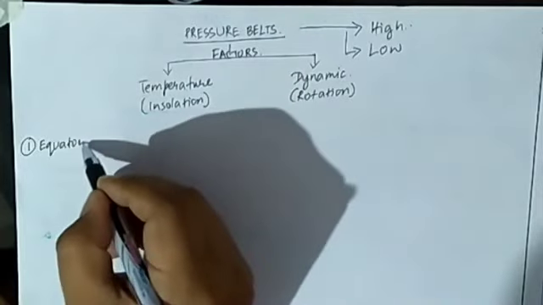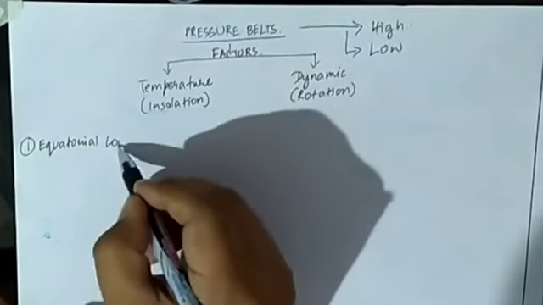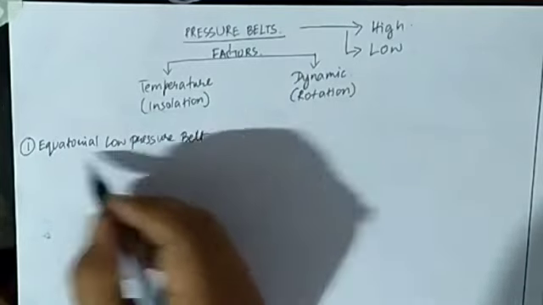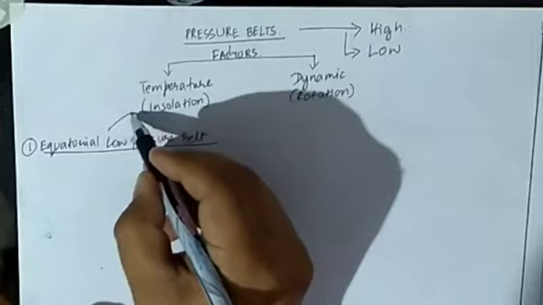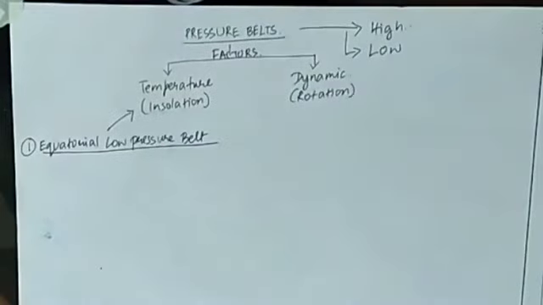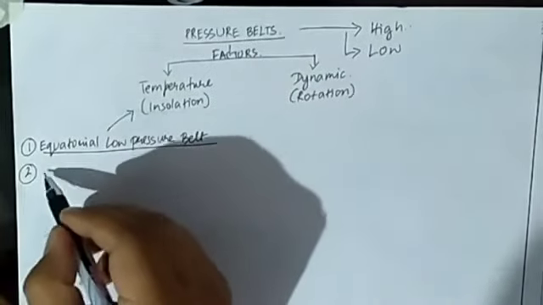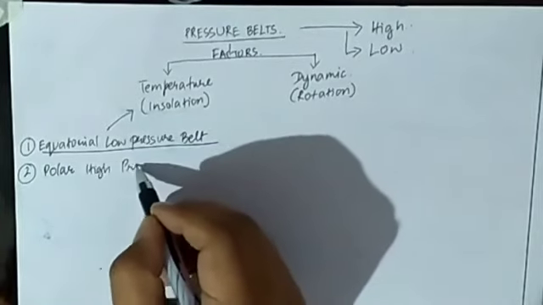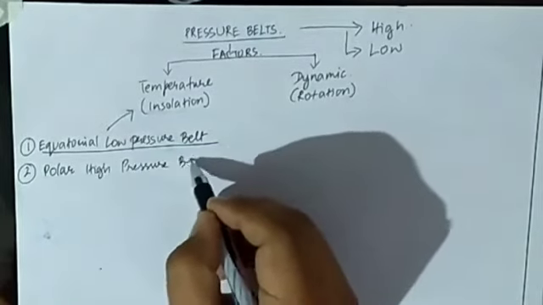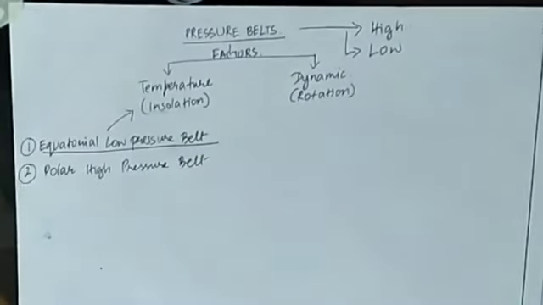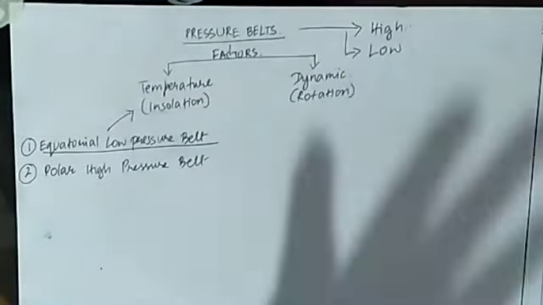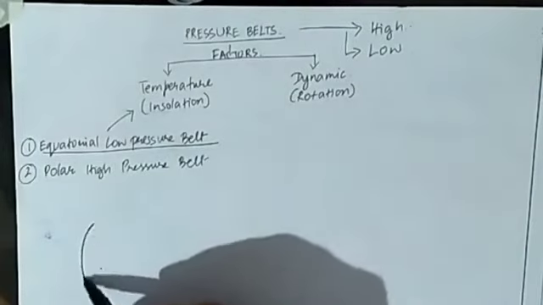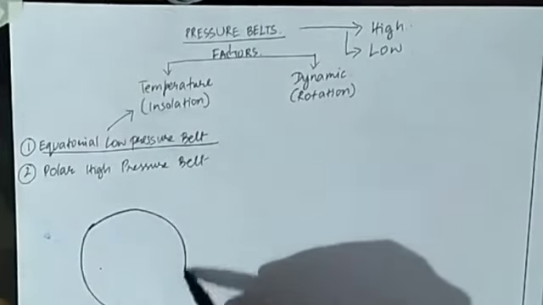First we are going to discuss the formation of the equatorial low pressure belt, which comes under the category of the temperature pressure belts. Another pressure system under this category is the polar high pressure belt, which also comes under the temperature pressure belts. Now let us see the formation of the pressure systems.